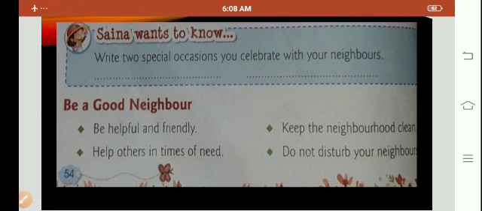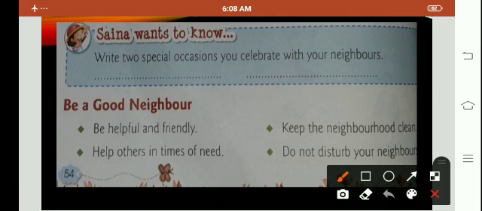Saina wants to know: write two special occasions you celebrate with your neighbors. So you have to write two special occasions which we celebrate with our neighbors. So you can write birthday over here. I celebrate birthday with my neighbors, and you also celebrate anniversaries, for example, marriage anniversary, and other festivals like Diwali, Holi, whatever festivals you celebrate, you can write the answer over there.